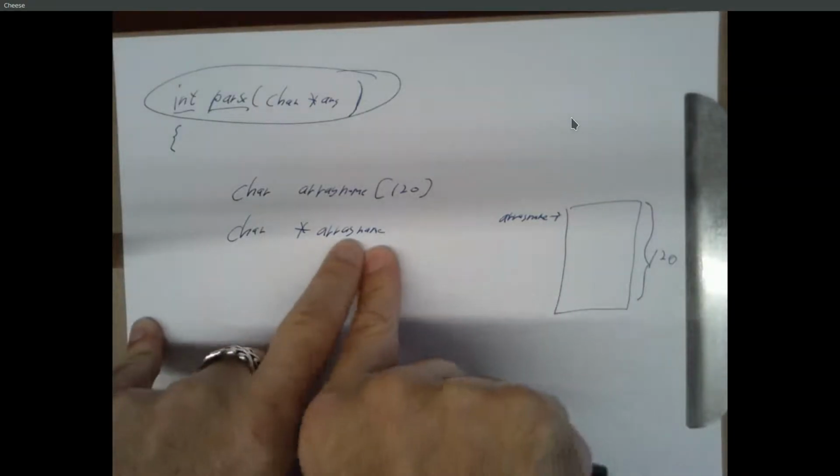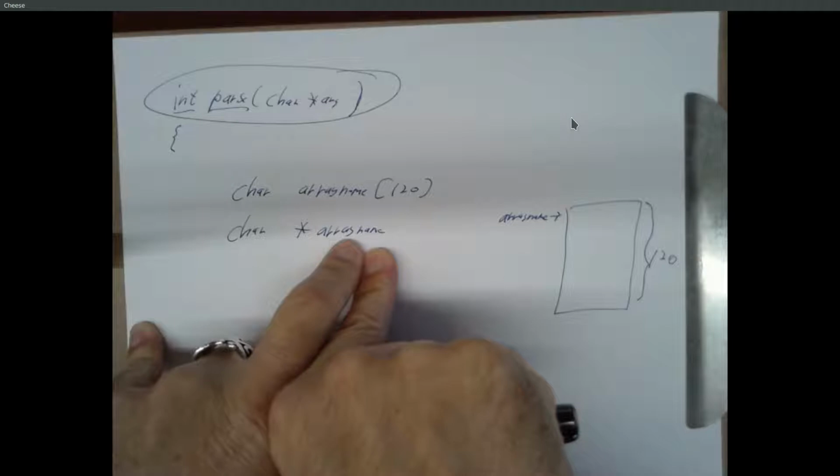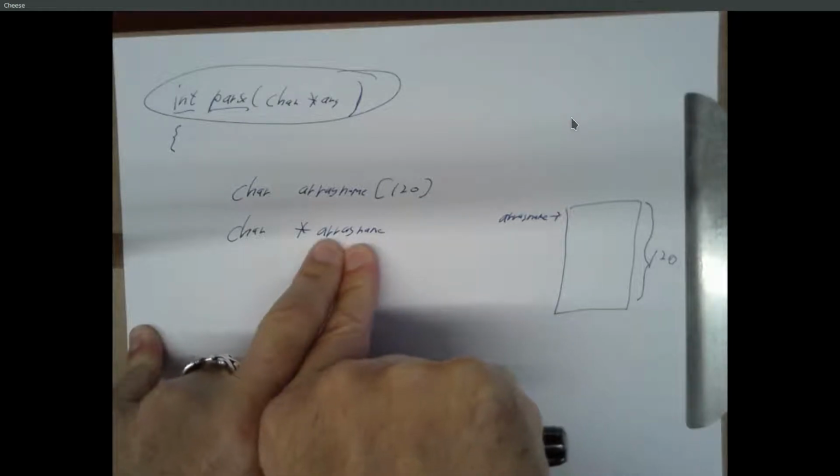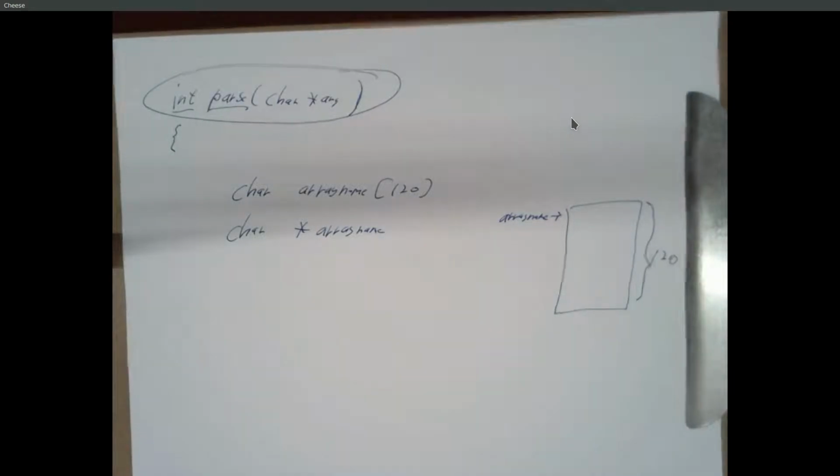When we say char star array name, neither of those things happens. All we're telling the compiler is this is going to point to a character. We're not telling it where it points. We're certainly not setting aside a block of memory. We're just saying, when you see array name, it's pointing to a character. And we're leaving it up to something else to actually give it a value.